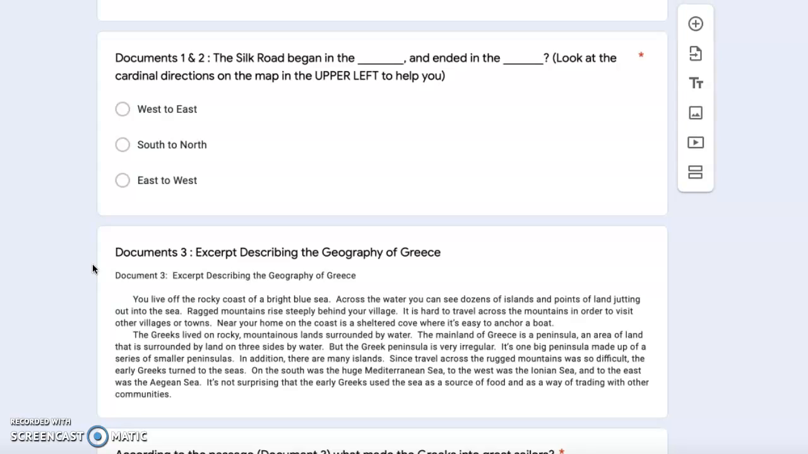Documents 1 and 2. The Silk Road began in the blank and ended in the blank. Be sure to look at the cardinal directions on the map in the upper left to help you. Your choices are west to east, south to north, or east to west.